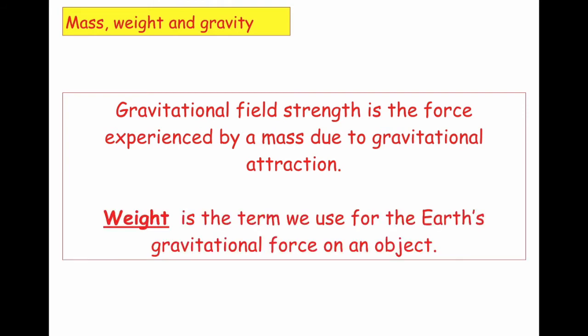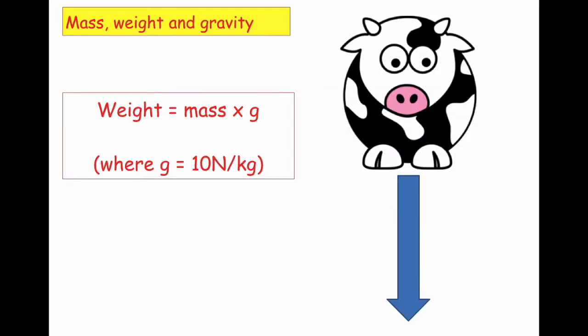Weight is the term we use for the Earth's gravitational force on an object. Weight is a term we use as a gravitational force. So weight is a type of force. As we know, force is mass times acceleration. So weight is the mass of the object times gravitational acceleration, which will be 10 Newton. Gravitational force is 10 Newton. So weight is equal to mass times gravity.